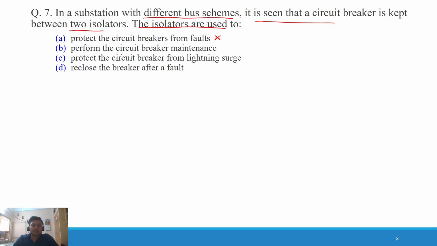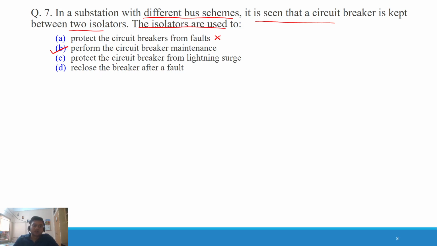And the B option is perform the circuit breaker maintenance. Yes, it is correct. For maintenance of circuit breakers, we use the isolators such that it remains unenergized, and we do the maintenance at that time. The isolators isolate the other parts of the system.